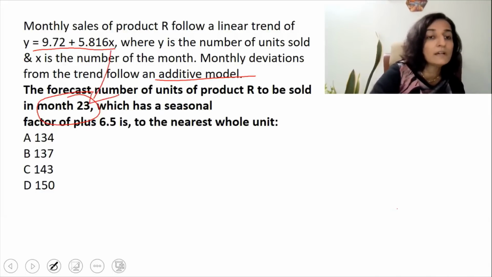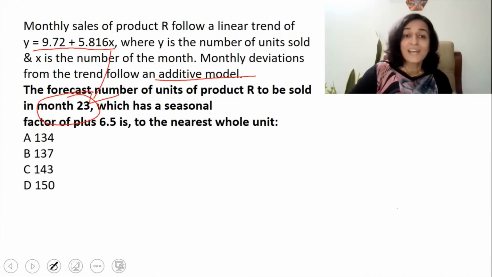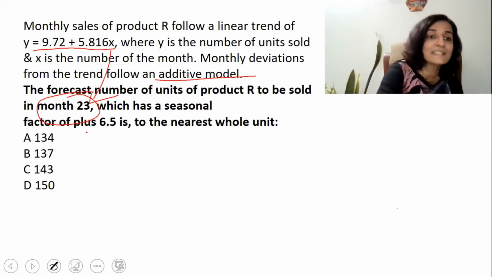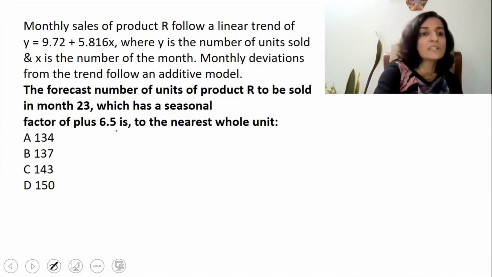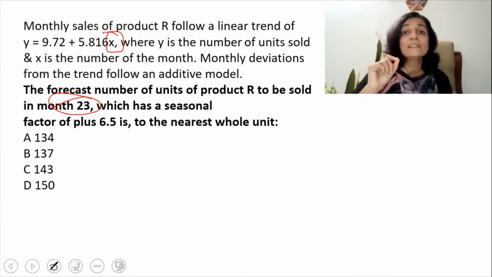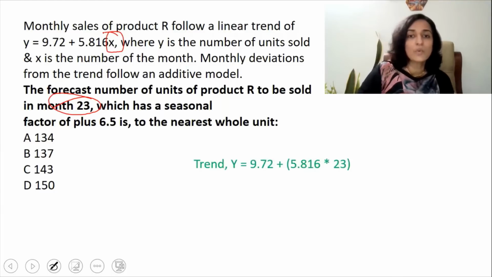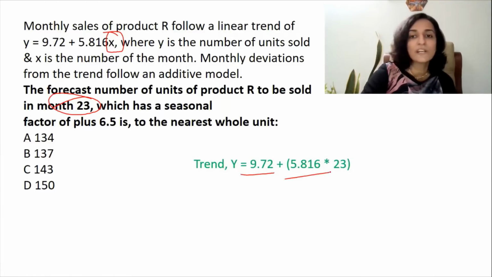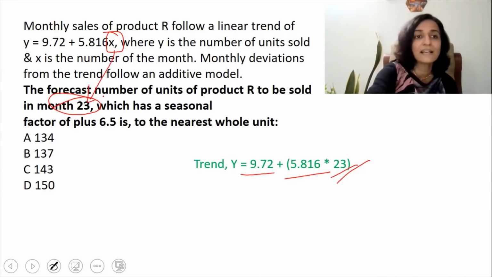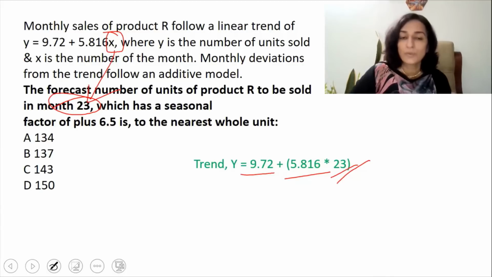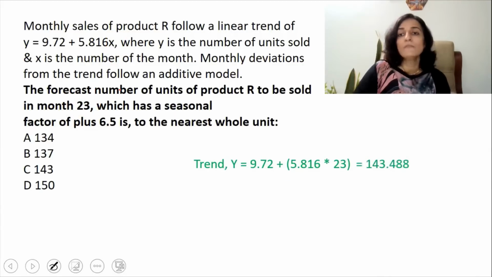they have given the X value, which has a seasonal factor of plus 6.5. So we have to add it to the trend. So all that we have to do is substitute the value of 23 in place of X and find the trend. That is the average sales. So trend is equal to y is equal to 9.72 plus 5.816 into 23. All that I have done is in place of X, I have substituted the value of 23. So this amounts to 143.488. This is the average sales.